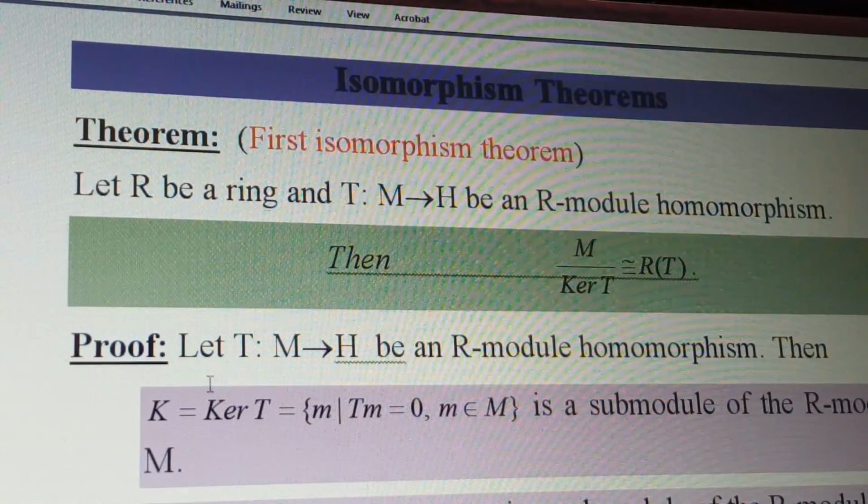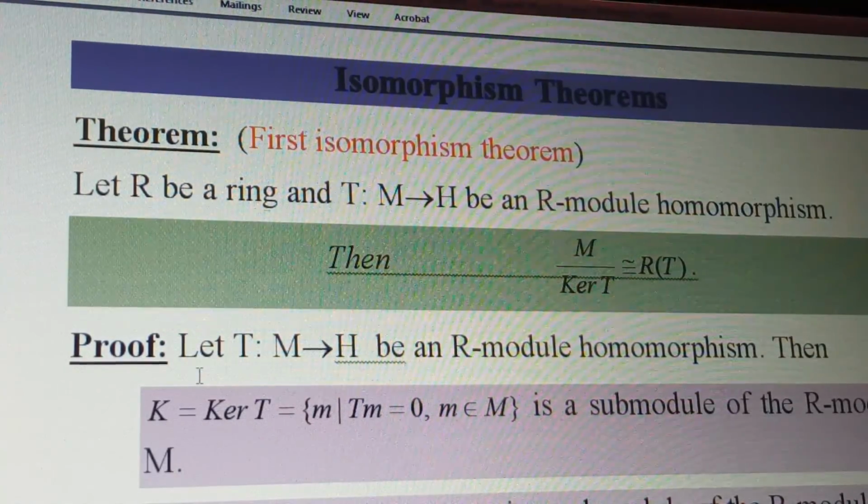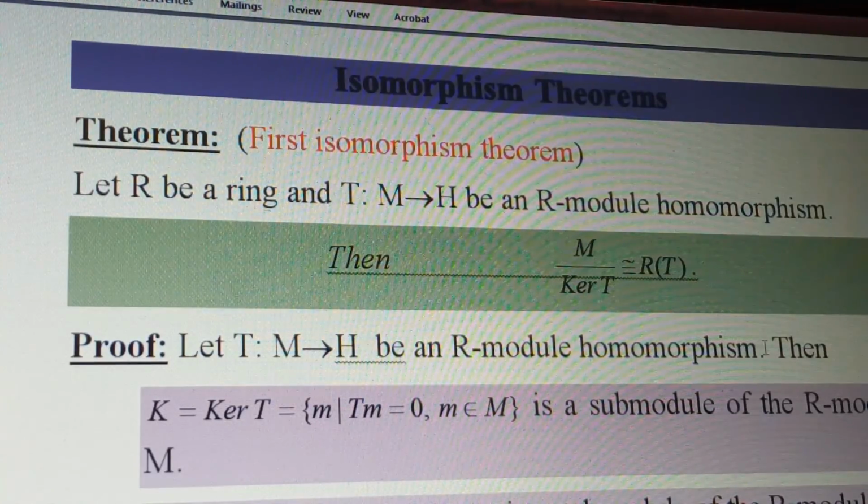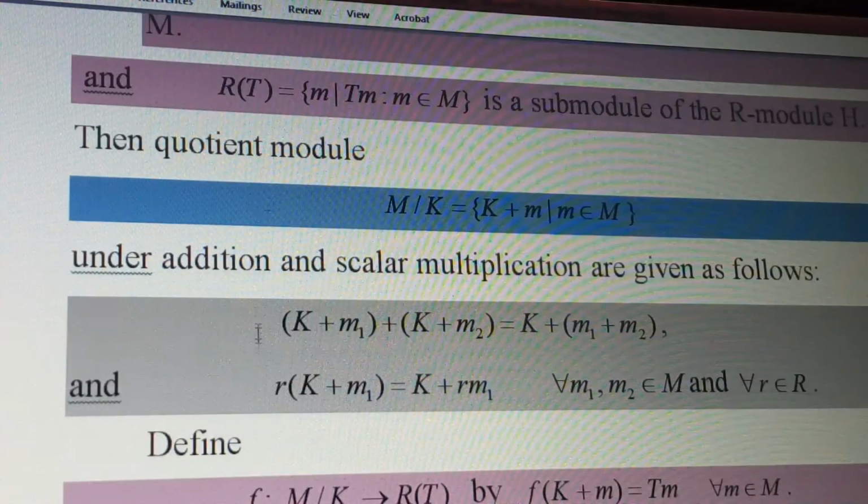RT is the range of T. The proof: let the mapping T be an R-homomorphism. Then kernel T, this is the definition of kernel T, is a submodule of the R-module M, and RT is a submodule of the R-module H, meaning kernel T is a submodule of the domain and RT is a submodule of the codomain.